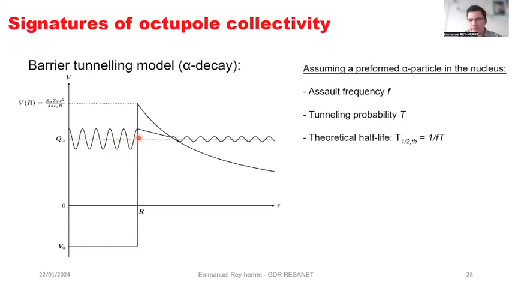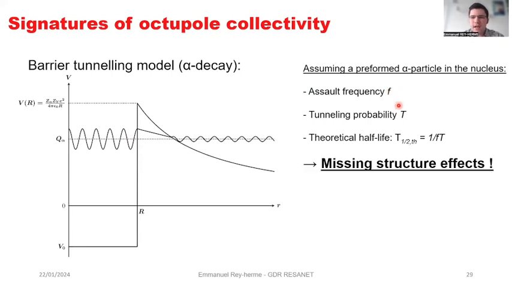And each time it bounces off this barrier, it has a certain probability of passing through the potential barrier and then escaping the nuclei, and this is alpha decay occurring. So with that, one could compute a theoretical half-life for the alpha decay, combining the assault frequency and the tunneling probability. But this picture is missing structure effects. One makes the assumption that the alpha particle is already preformed in the nuclei, already existing, and not taking into account how hard it would be to produce this alpha particle inside the nuclei.